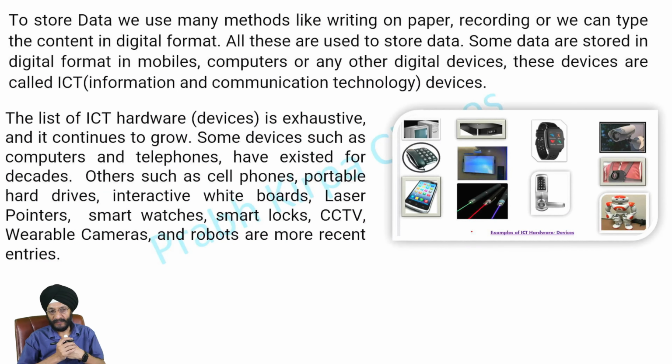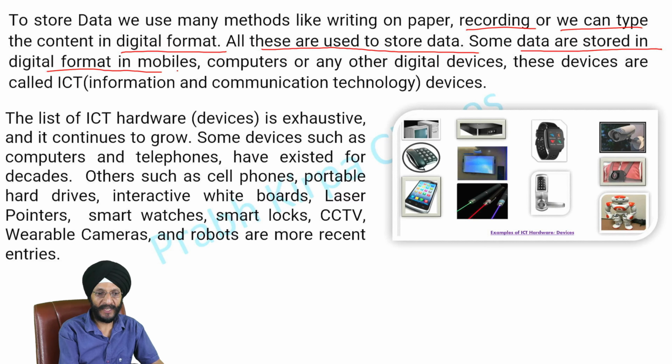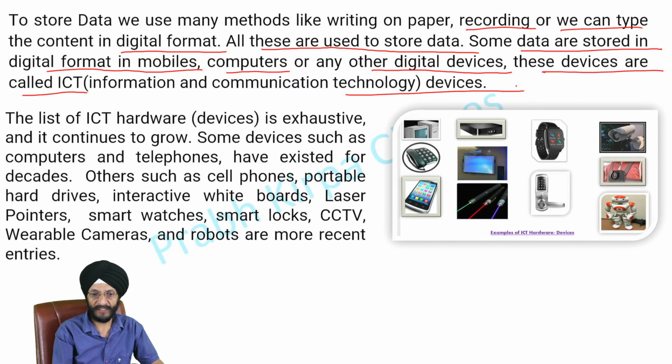To store data, we use many methods like writing on paper or recording, or we can type the content in digital format. All these are used to store data. Some data are stored in digital format in mobiles, computers, and other digital devices. These devices are called information communication technology devices. These are examples of ICT devices.